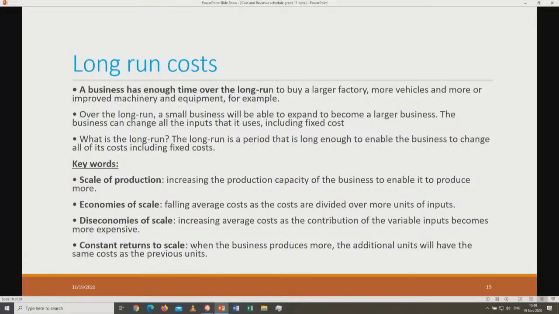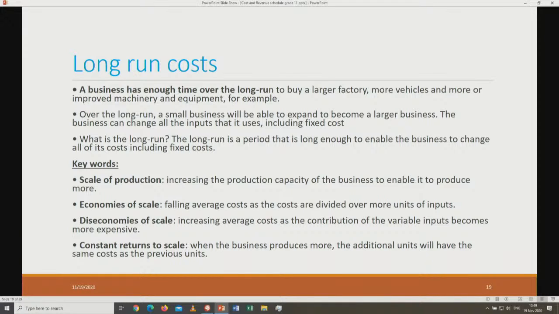Now I want to focus on the long run costs as our last session. Remember, we've made a distinction between long run period and short run period. What did we say? Short run period is a period under which at least one of the factors of production remains fixed. Whereas long run period is a period where all the factors of production are variable. Okay, now let's talk about the long run costs.